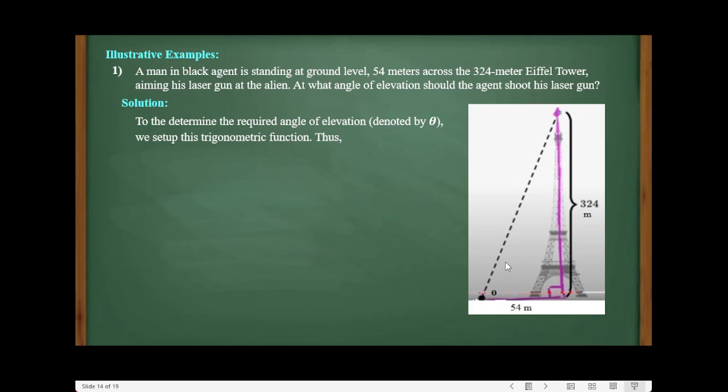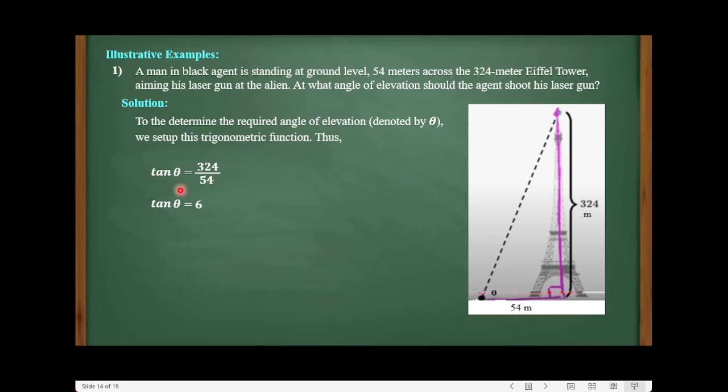Now, in trigonometry, if this is our reference angle, this 54 is the horizontal leg, which is the adjacent. And the height of the tower is the vertical leg, which is the opposite of this angle. So, one particular trigonometric function that can be used here is tangent of theta, and that is equal to the opposite leg, which is 324, the height, over the adjacent leg, which is 54 meters. 324 can exactly be divided by 54, and the quotient is 6. So tangent theta is equal to 6.